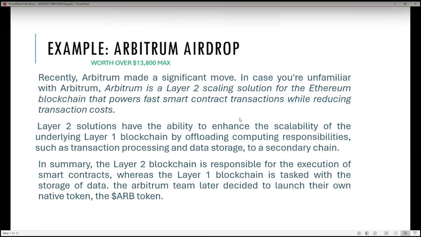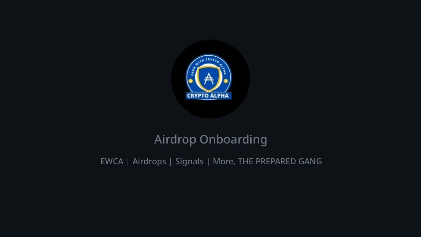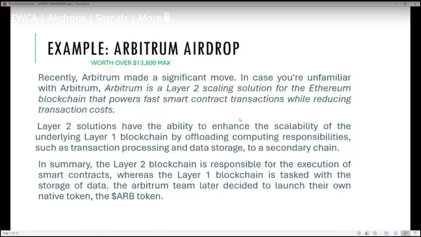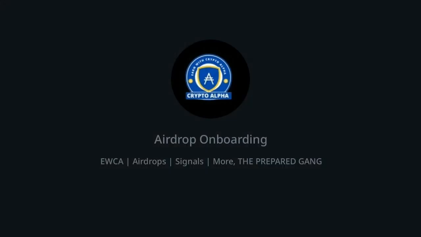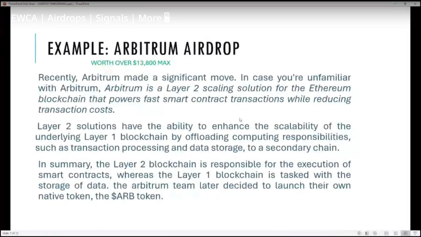Example. Now, in this class, I'll make use of the Arbitrum airdrop. The Arbitrum airdrop was worth over $13,800. That is the maximum that was received by an individual. Okay, recently Arbitrum made a significant move.